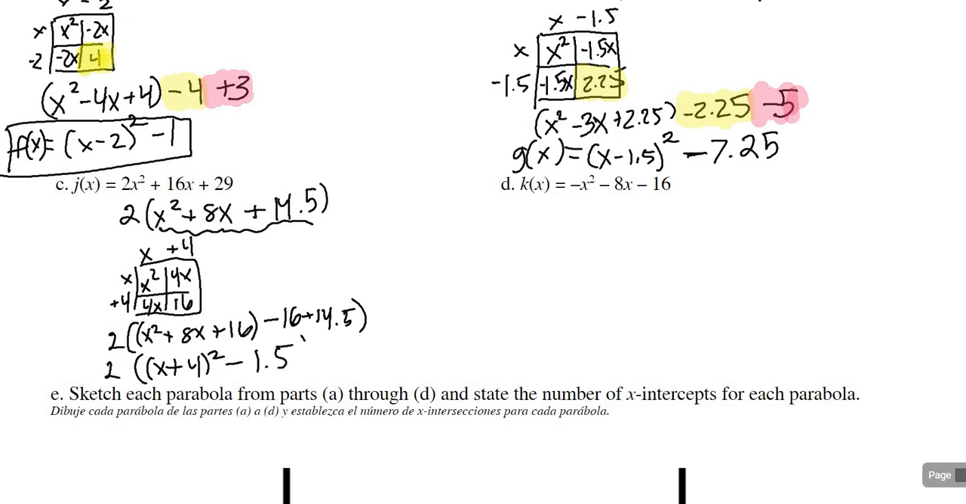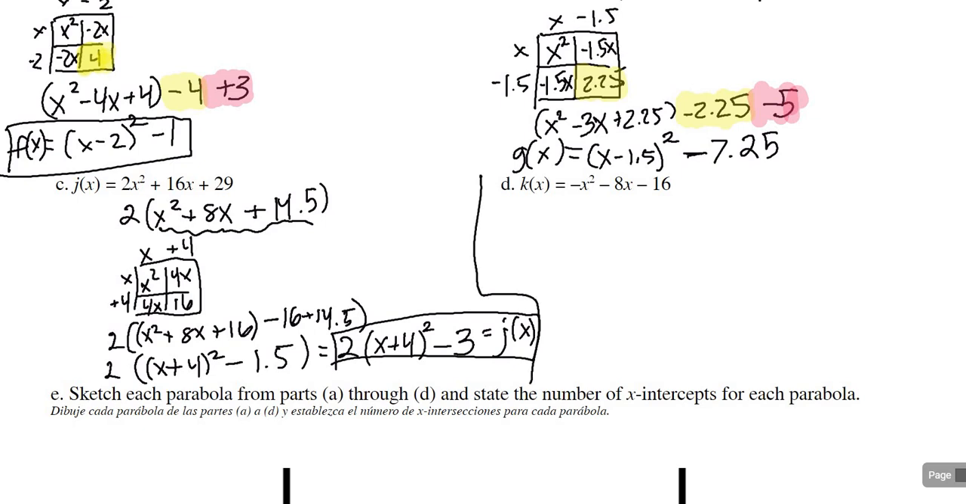$1.5. And I'm still not done. Well, no, I'm not, because this is not graphing form yet. This becomes 2x plus 4 squared minus 3. And that's what j of x equals. Okay. A little messy, but I can make it work.